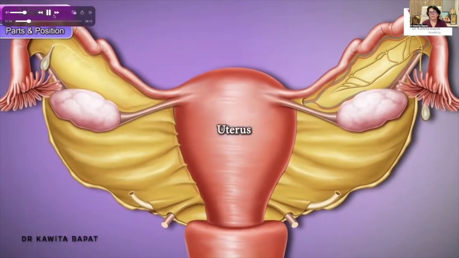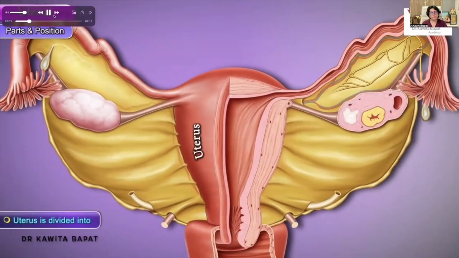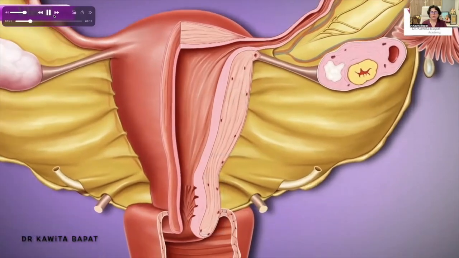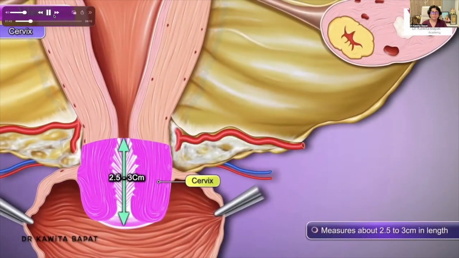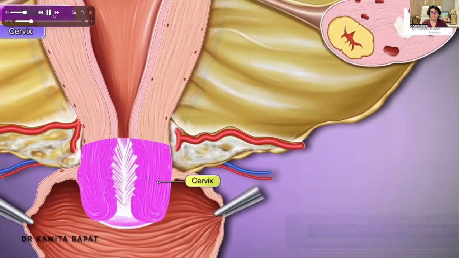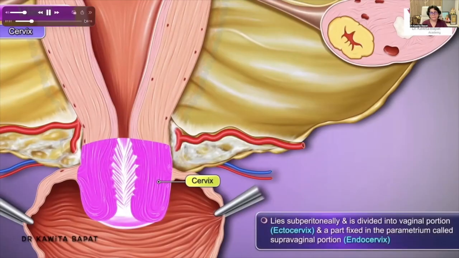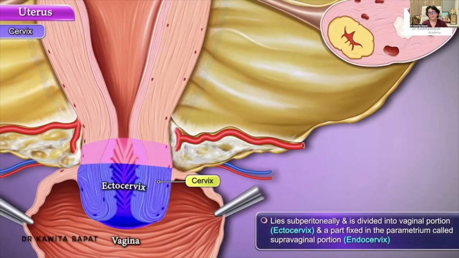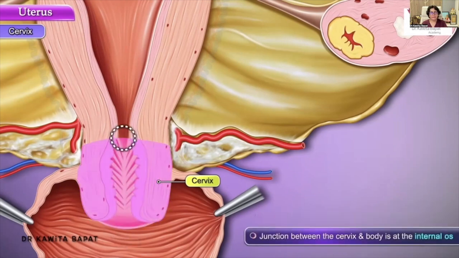Uterus is also divided into the lowermost portion, the cervix, the in between isthmus, and the upper portion, which is the body of the uterus. The cervix is the lowermost portion of the uterus. It measures about 2.5 to 3 centimeters in length. It lies supravaginal. It is divided into the vaginal portion, that is ectocervix, and a part fixed with the parametrium, called the supravaginal portion, that is endocervix. So the cervix is made up of ectocervix and endocervix.